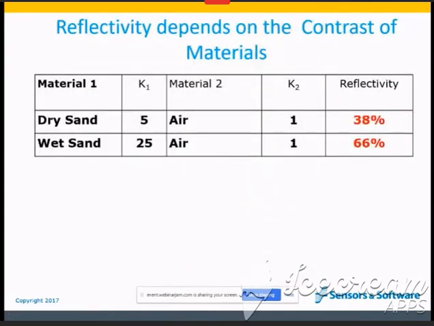Okay, let's add water to that dry sand and make it wet sand. So now our air-filled, non-metallic pipe is surrounded by wet sand. What does that do to the amount of energy that reflects from the pipe? The contrast between wet sand and air is larger than between dry sand and air. So more energy reflects in the wet sand situation. 66% versus 38% in the dry sand situation. That means that a non-metallic air-filled pipe is easier to detect in a wet sand than a dry sand.